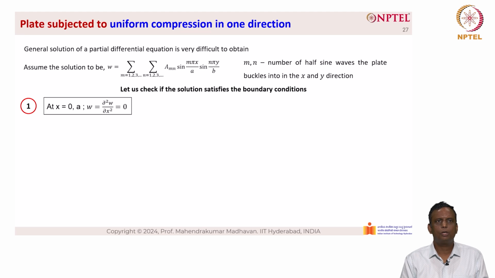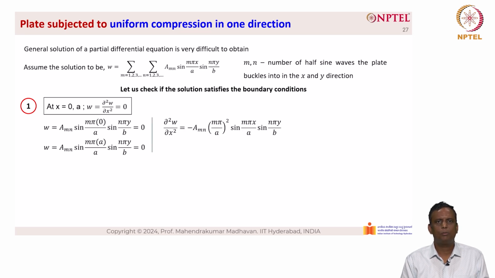At x equal to 0, a, w equal to ∂²w/∂x² equal to 0. So we have w equal to A_mn into sin(m pi into 0 divided by a) into sin(n pi y by b), which is equal to 0. Similarly, at x equal to a, w equal to A_mn into sin(m pi a by a), which gives rise to the value sin(m pi). So again this term is also 0.